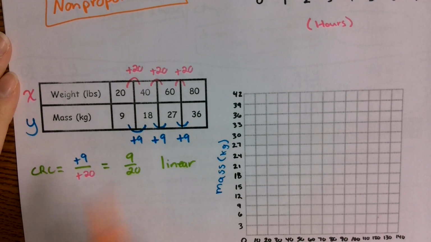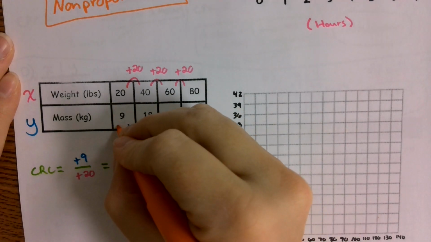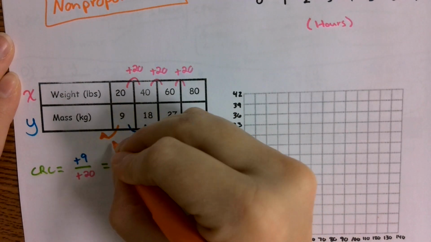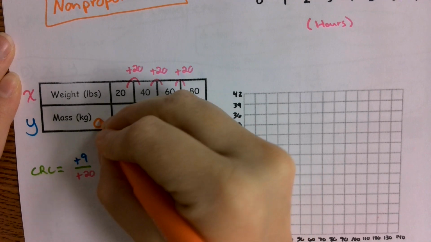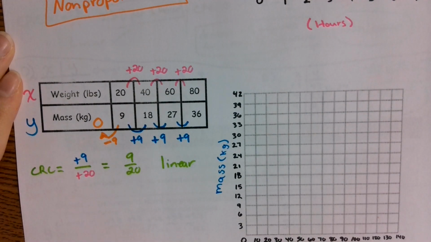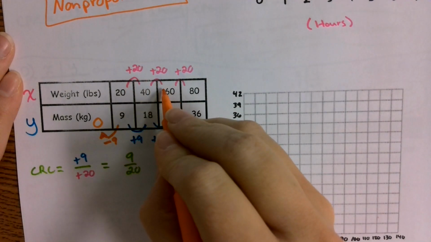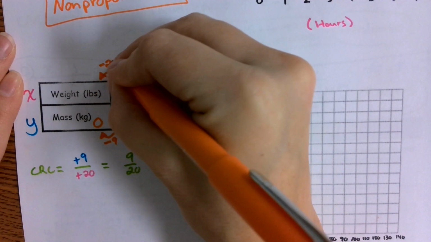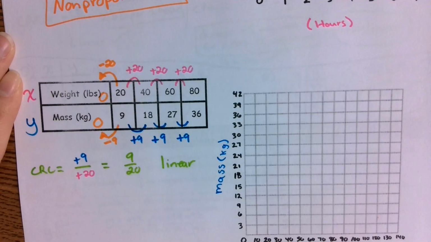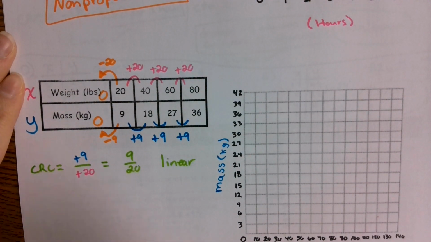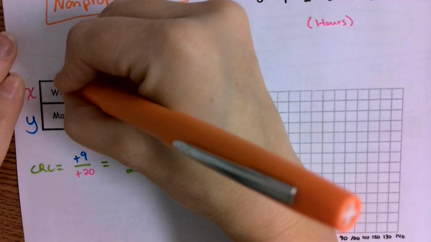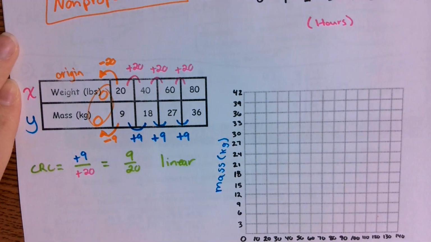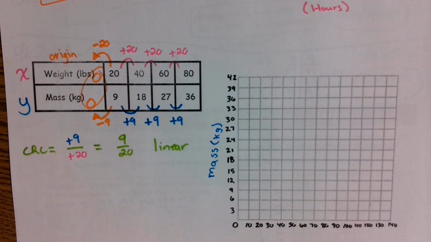So let's work backwards. Instead of adding 9, I'm going to subtract 9. And that would bring me to a 0. Instead of adding 20, I'm going to subtract 20. Go backwards. And that would bring me to a 0. So am I going to be able to go through the origin? Yes, that is the origin. So that means it's going to be a proportional relationship.